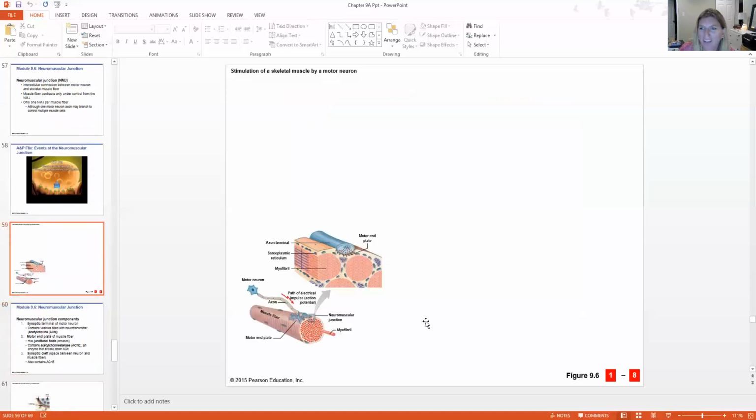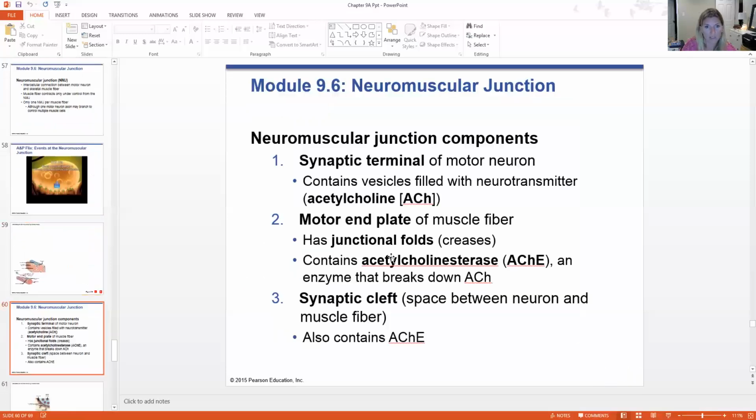Here you see, and again, I don't know why this picture is so small, but here you have your motor neuron innervating down to our muscle fiber, and you can see all these little axons coming off. This is zoomed into the axon terminal, and here you see its connection with the sarcolemma, the outer cell membrane, and we'll look more closely at what's happening there.